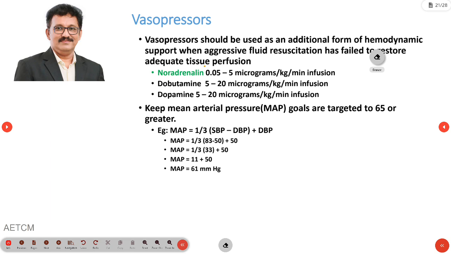Noradrenaline can be started at 0.05 to 5 microgram per kg per minute infusion. Then you can keep the mean arterial pressure target at 65 or more. So that should be targeted. You can also try dopamine or dobutamine in patients with cardiac failure. Especially dobutamine can be tried if the systolic BP is above 100. Dopamine also can be tried if the patient is having bradycardia.